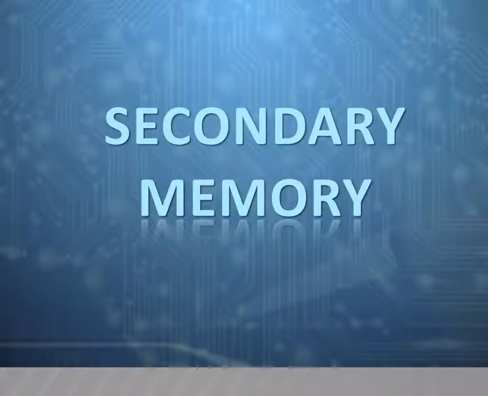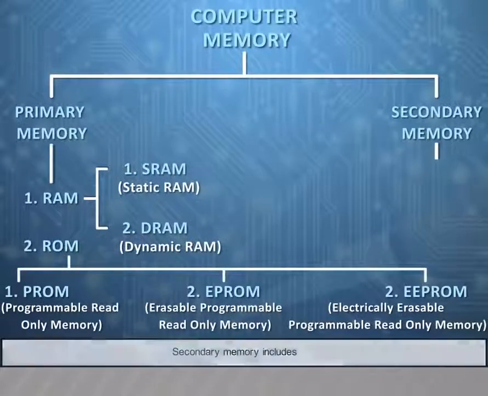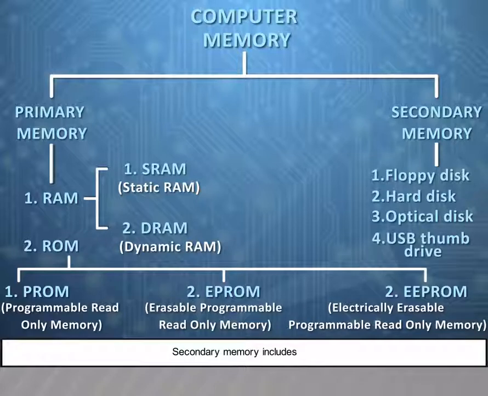Secondary memory. Secondary memory is much slower than primary memory. It typically offers a far greater storage capacity. Secondary memory includes floppy disk, hard disk, optical disk, and USB thumb drive.